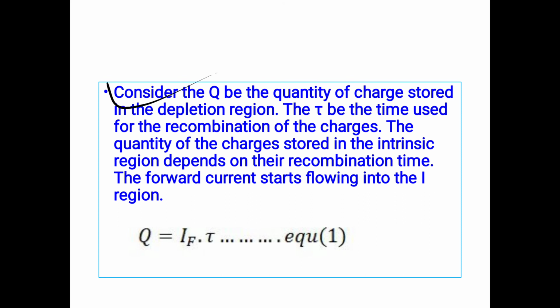Now consider that Q is the quantity of charge stored in the depletion region, and tau is the time for the recombination of the charges. The quantity of charge stored in the intrinsic region depends on the recombination time. The forward current starts flowing into the I region. So the charge can be given as IF into tau, where IF is the forward current developed across the diode, and tau is the recombination time for the charges.